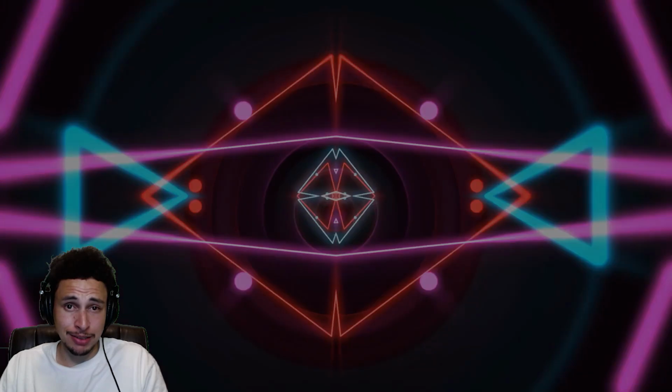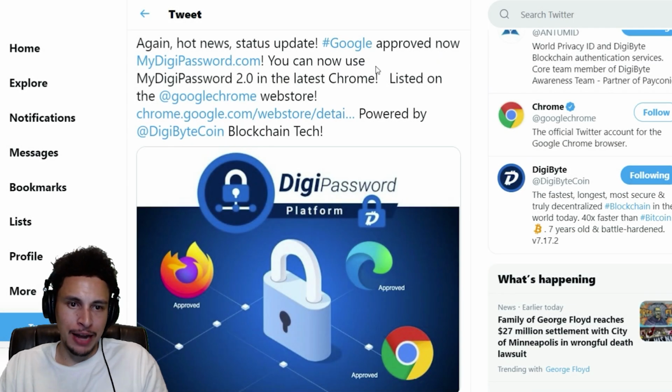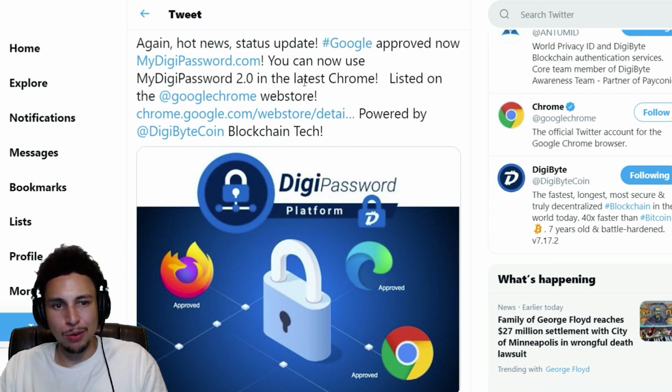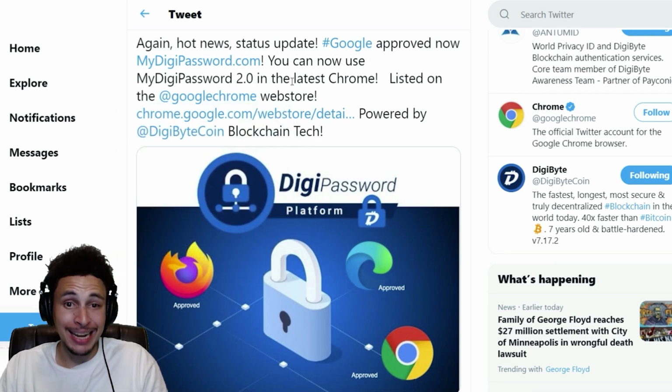Any of you guys use Brave browser? I know I do. And if you don't, no problem. Hot news, status update. Google approved mydigipassword.com. You can now use the MyDigiPassword 2.0 in the latest Chrome.